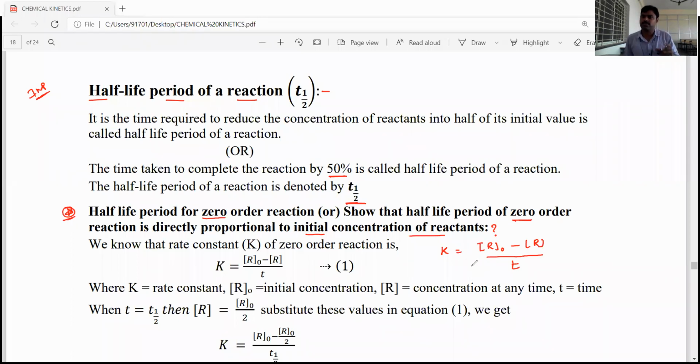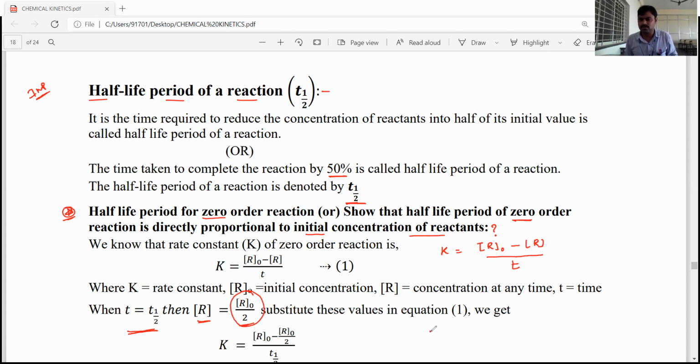In the zero order reaction, for example, 50% of the reaction is completed. So if the time is equal to T half, meaning 50% of the reaction is over, then the final concentration of reactant is equal to 50% of the initial concentration, R naught by 2. Okay, dear students. So if the time is equal to T half, then the final concentration of reactant becomes half, R naught by 2. You just have to substitute it in the K formula.